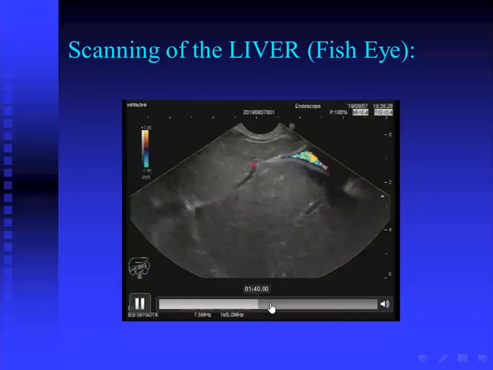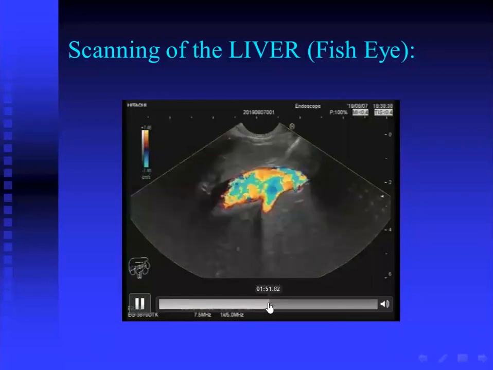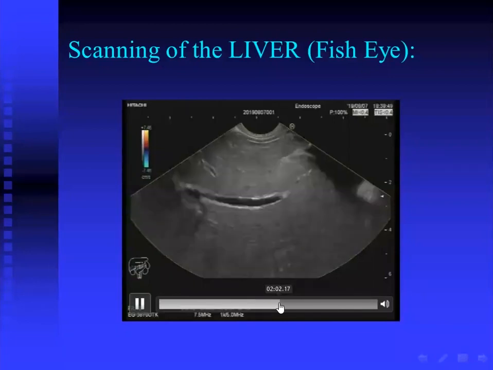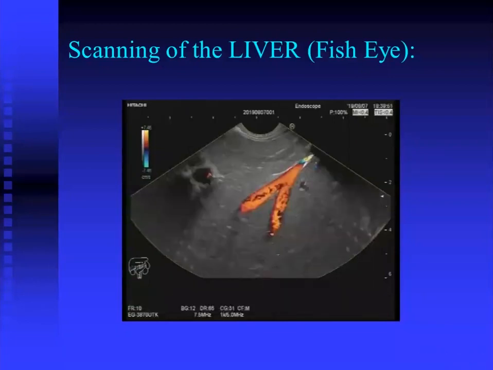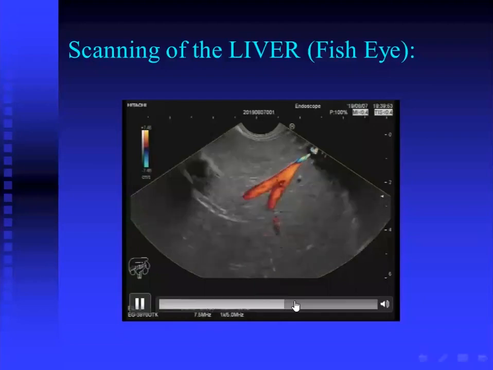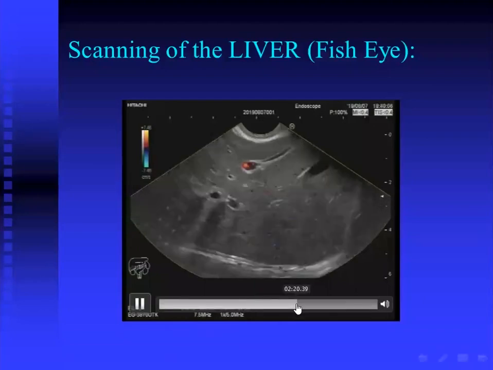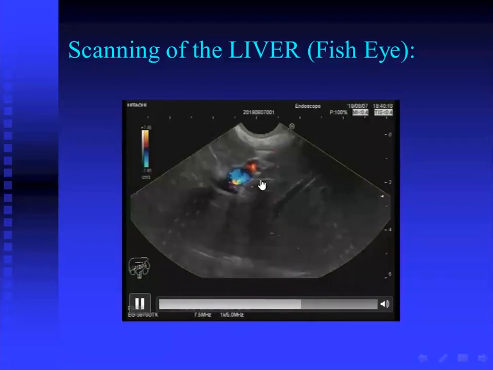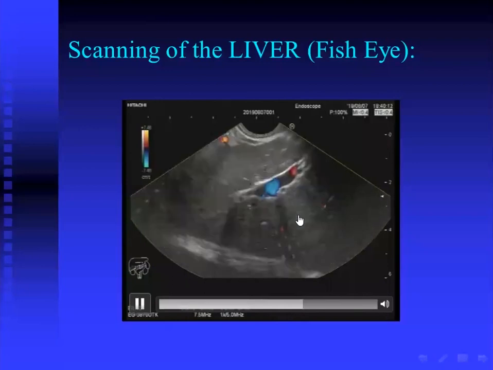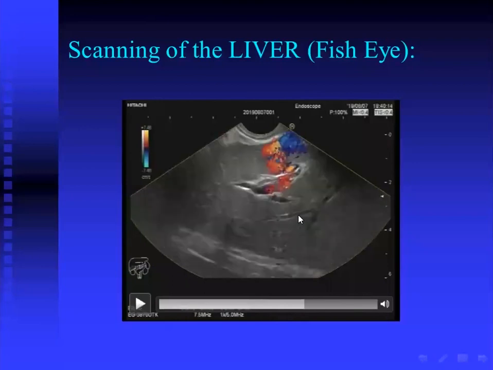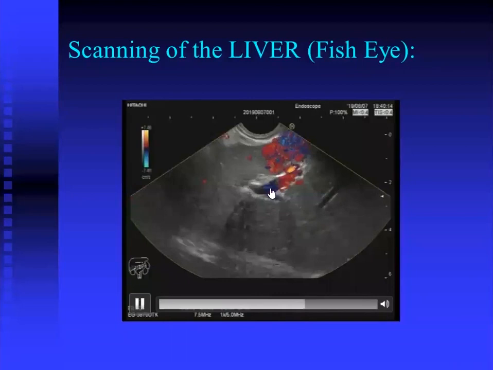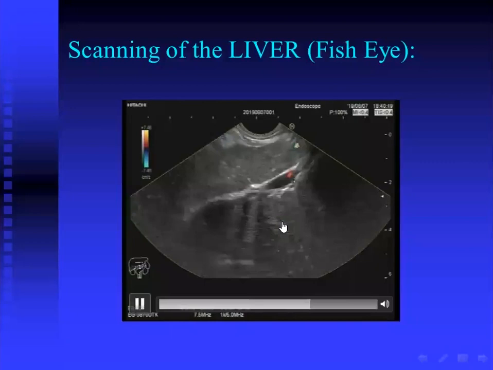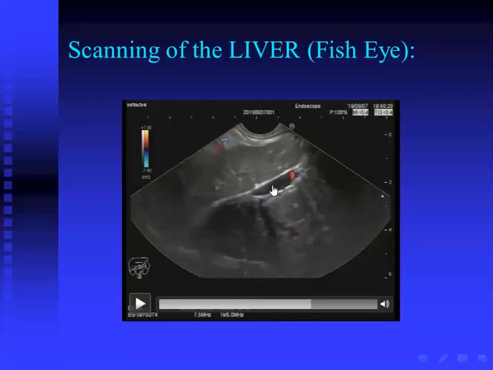I will push the endoscope inside the patient a few centimeters, 1 centimeter by 1 centimeter, to go to what is known as the fish eye appearance. Yes, this is the classic fish eye appearance. The fish eye appearance is the left portal vein, left portal, not hepatic, left portal vein. Very nicely seen, like the eye of the fish.